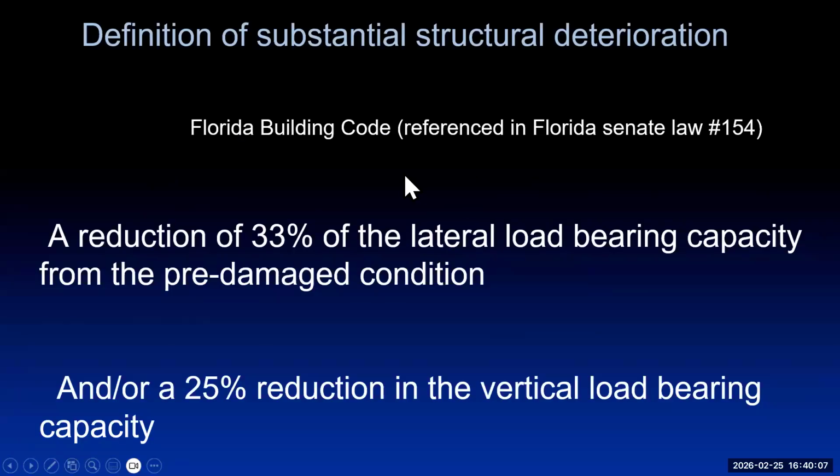Again, through these dynamic tests, you can assess a 30%, 33% reduction of the lateral load bearing capacity of an entire structure, all in one go. You can also assess a 25% reduction in the vertical load bearing capacity, all in one go.